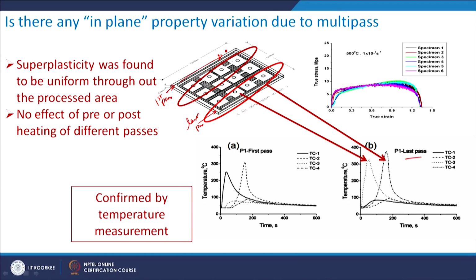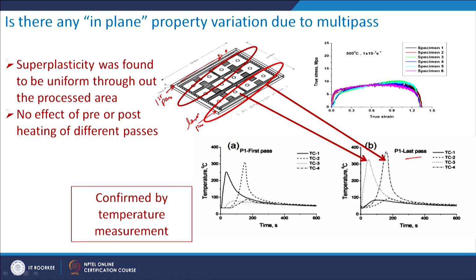To confirm it more, we took samples of a large processed material from different locations, and these are the deformed samples, specimen 1, 2, 3, 4, 5, 6, and you can see that in all the cases the deformation is very similar.